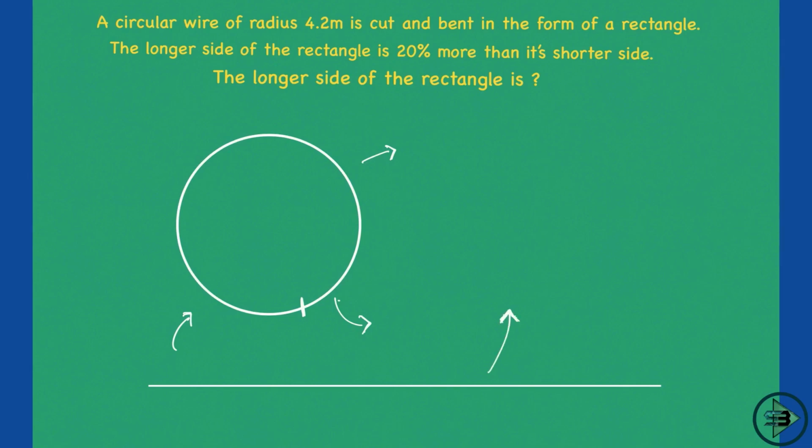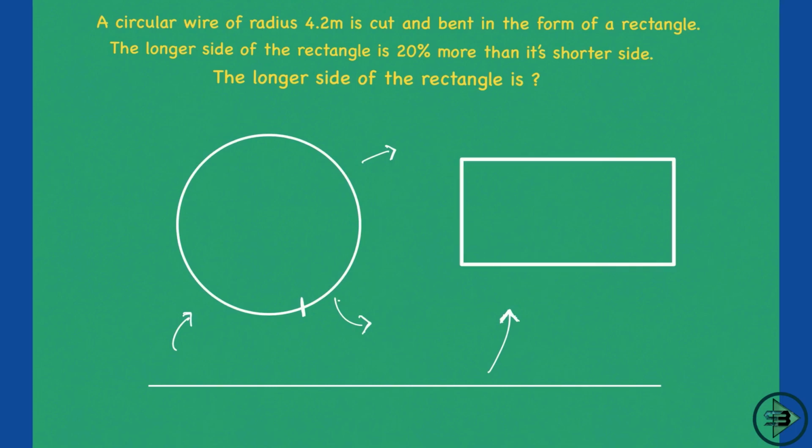circular wire I make a rectangle. So from this wire I go ahead and make a rectangle. Let's make a rectangle out of it. So I make a rectangle out of it, and this is the rectangle that is being made out of this.